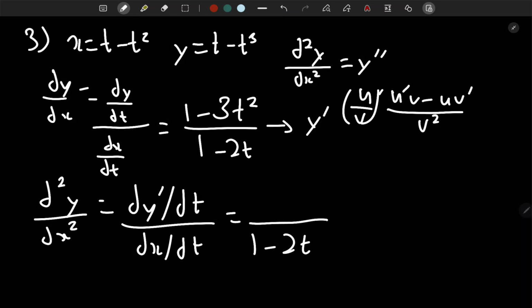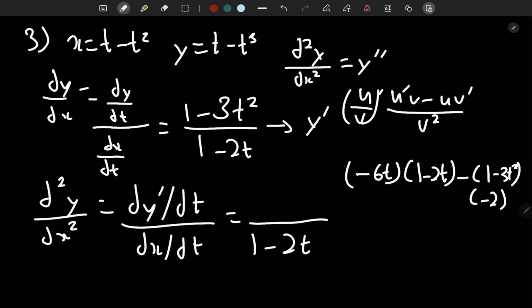It is going to give us u prime, which is minus 6t, multiplied by v, which is just as is, so 1 minus 2t, minus u, which is going to stay the same, so 1 minus 3t squared multiplied by v prime, which is going to be minus 2, over 1 minus 2t squared, right?